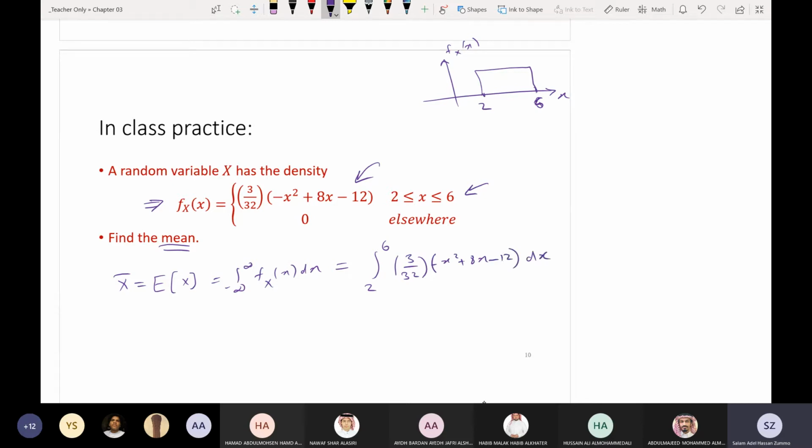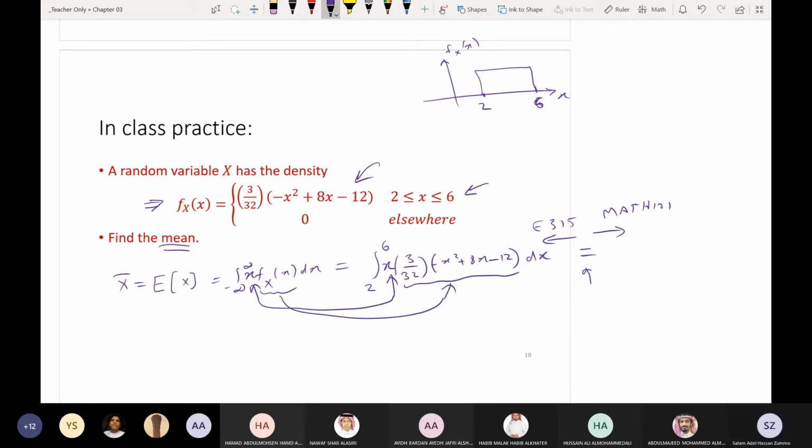Now up to here, this is EE315. The rest is calculus. Here, 315, here, calculus, math 101. Doctor, should we multiply by x? Sorry, I forgot to multiply by x. Thank you. So we multiply x fX of x. Thank you very much. So this is the PDF, and this is x. So the rest is just calculus.